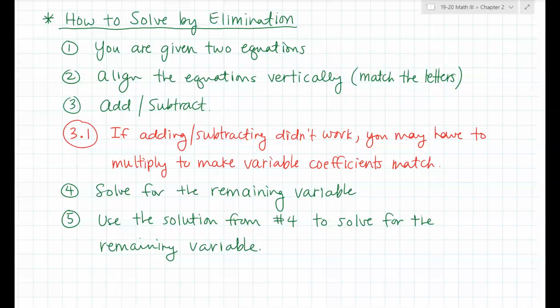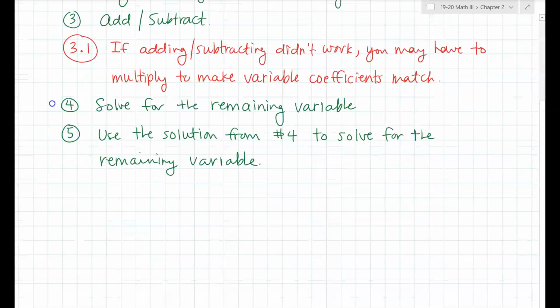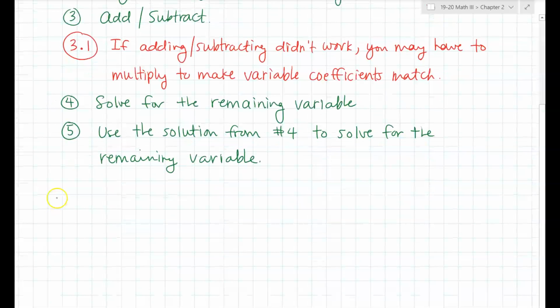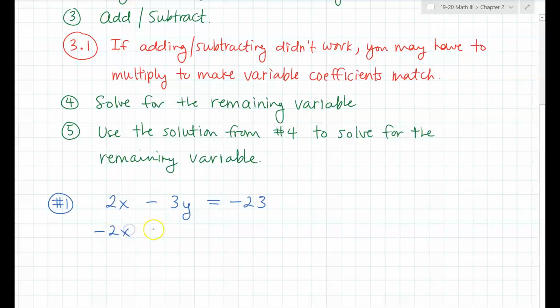So let's start off with like number 1. Okay, we'll do at least 3. So number 1, this is from your worksheet. Notice it's already lined up. Some people like to put a lot of space in between. I'm going to do that just in case you're one of those people. Okay, so 2x minus 3y equals negative 23. Negative 2x plus 2y equal to 22.